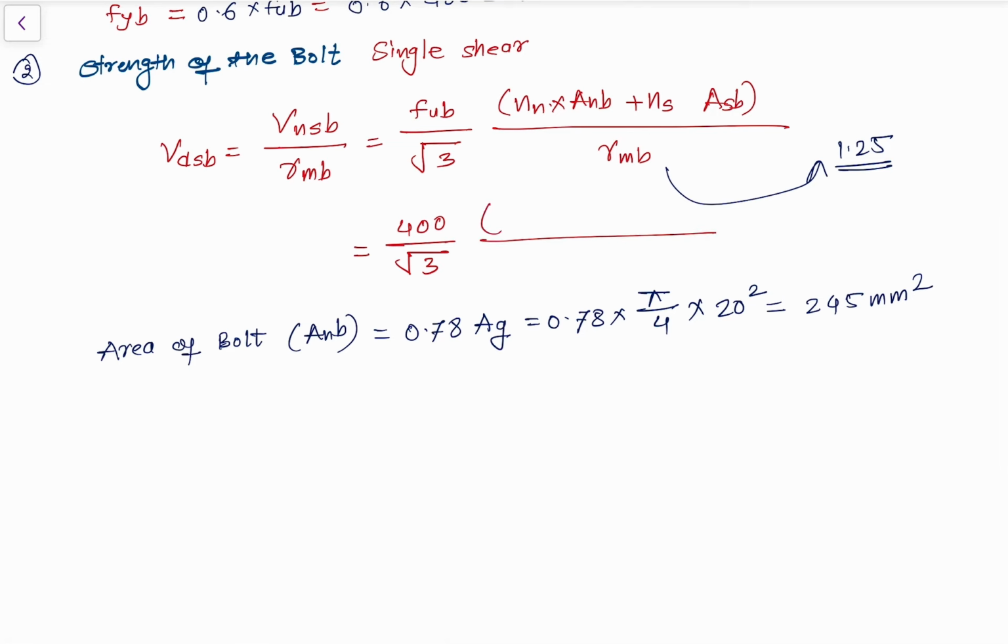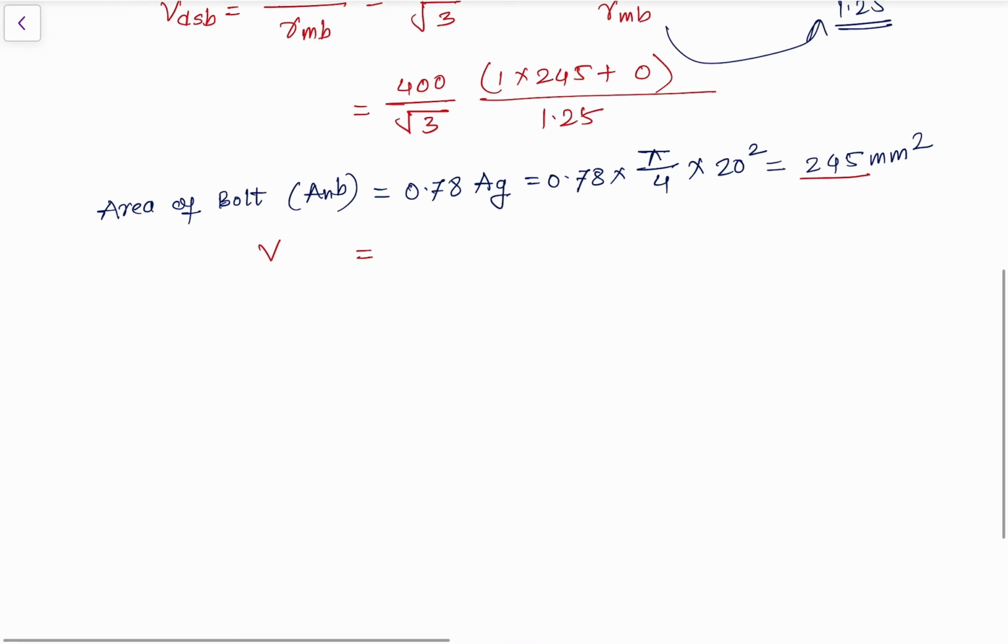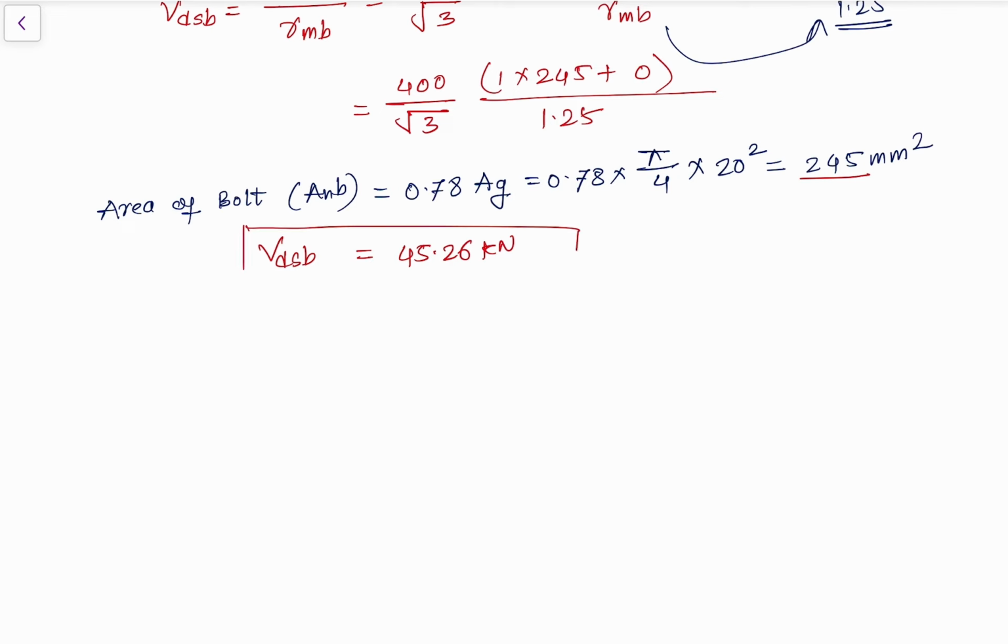Now the number of bolts that we are going to consider is obviously 1, multiplied by area, which is 245, and the rest is not, we are going to consider plate, so it is 0, gamma MB is 1.25. So when we solve this one, we will get the VDSB as 45.26 kilonewton, right? So this is a very simple value that we got.